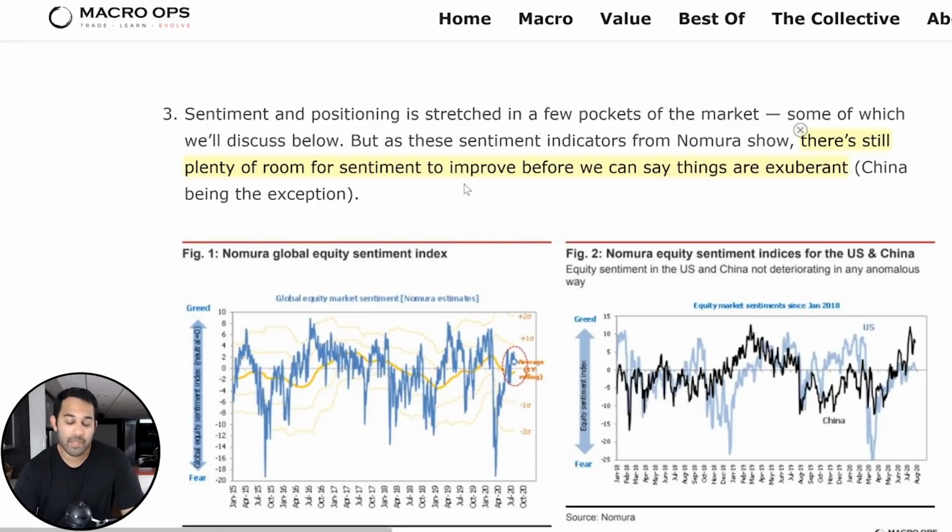Now sentiment and positioning is stretched in a few pockets of the market, but not too much. There's still plenty of room for that sentiment to improve before we could say things are exuberant. And of course, you guys remember how sentiment works and how you're supposed to track it in the market. If everybody's super bearish, that's good for the market because that means there's more money on the sideline to come in. If everyone's super bullish and exuberant, that means that they've already put their money in and they're borrowing more money to put it in.